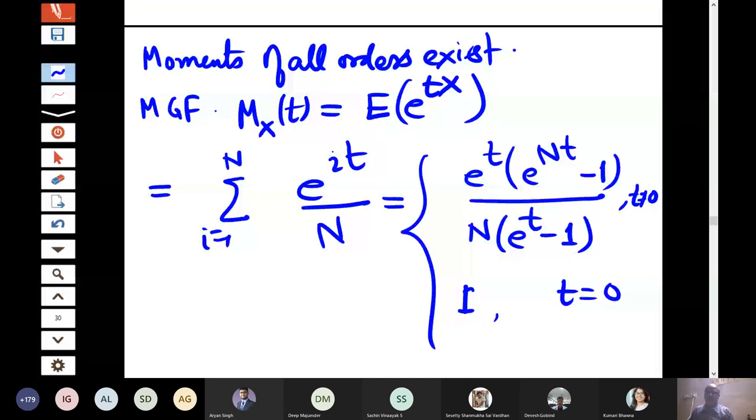Here, for example, you consider this dice problem and just look at these things for the dice problem and verify the moments and so on.